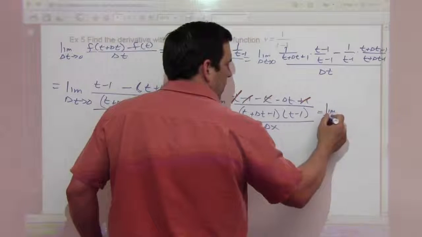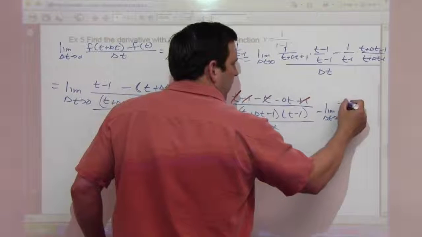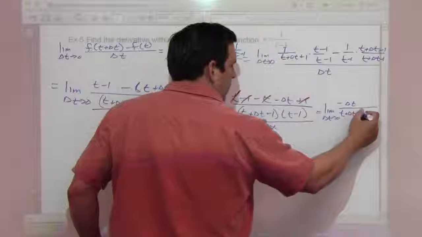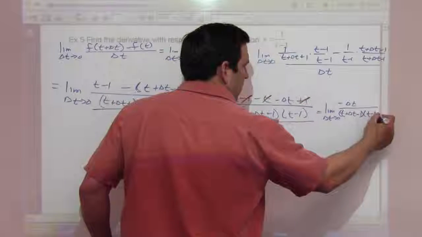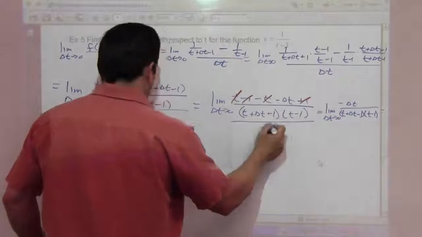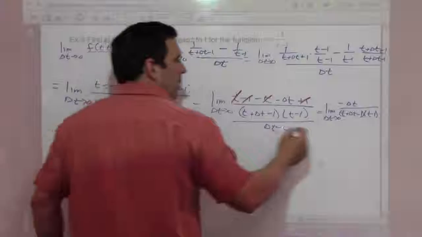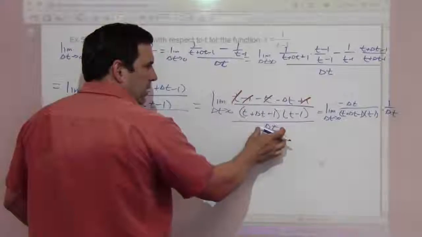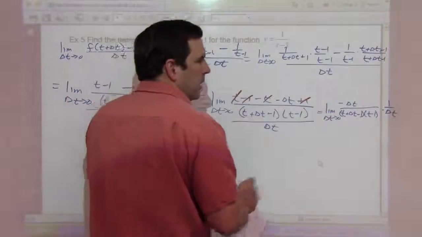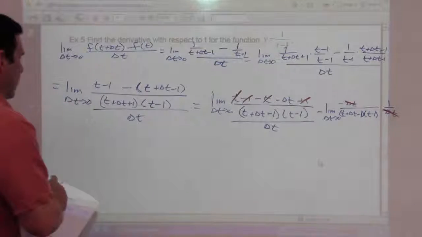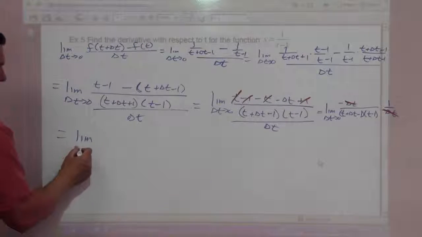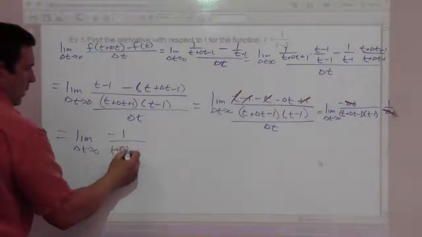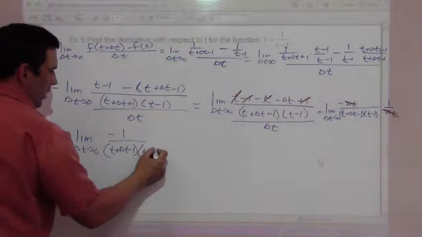The limit as delta t goes to 0 of negative delta t over t plus delta t minus 1 times t minus 1, this should be a t not an x, times 1 over delta t. This fraction is being divided by delta t, so you can multiply the fraction by 1 over delta t, and the delta t's divide out, leaving you with the limit as delta t goes to 0 of negative 1 over t plus delta t minus 1 times t minus 1.